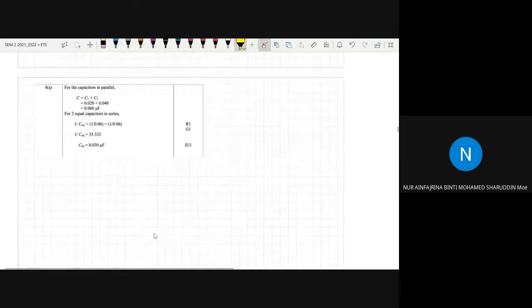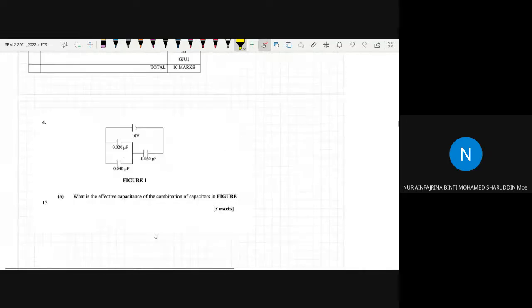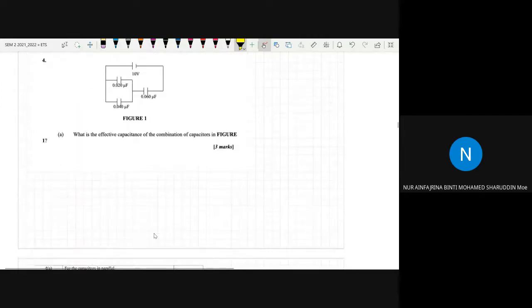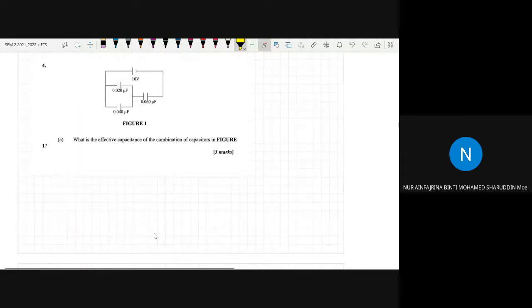Okay, so the next question. Okay, here. So number 4. So what is the effective capacitance of the combination of capacitors? Sama juga like I told you. You label dulu. This is going to be C1, C2 and C3. So this is going to be your first diagram. Dan you dah tahu dah, C1 and C2 is in parallel.